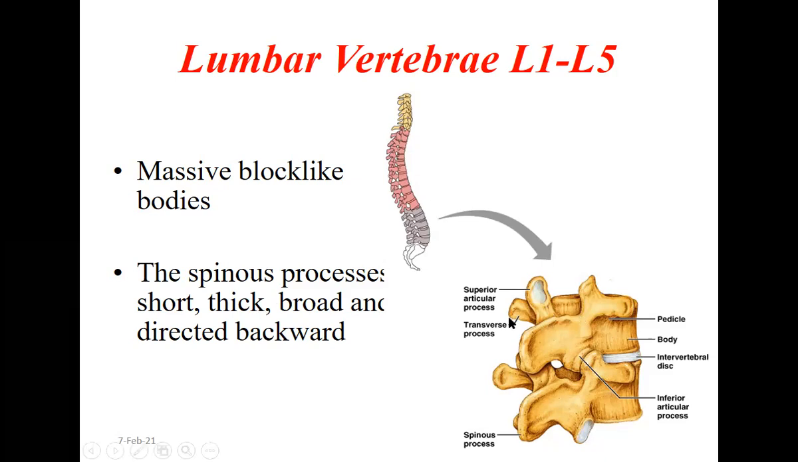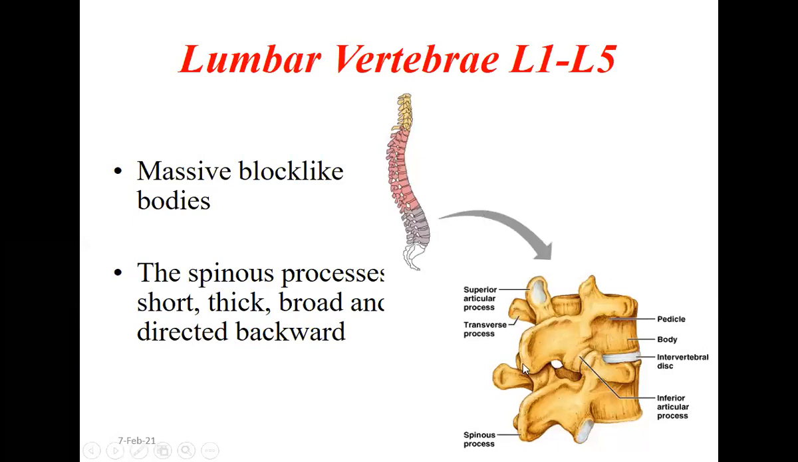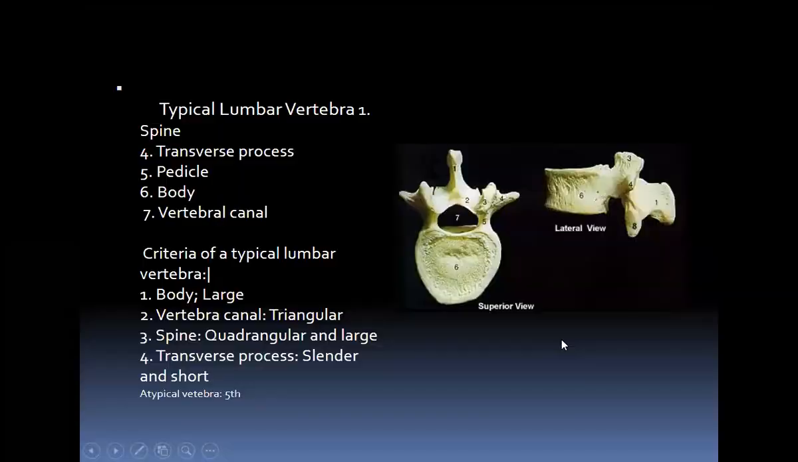They are massive block-like bodies, huge bodies here. Spinous process short, thick and broad and directed downward. You see here the spinous process. Here it was long and narrow and directed downward, but here it is thick and short. Okay, this is how we can identify the lumbar vertebra.